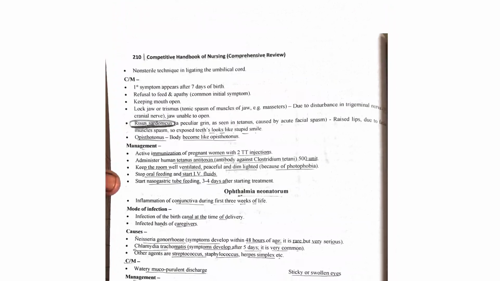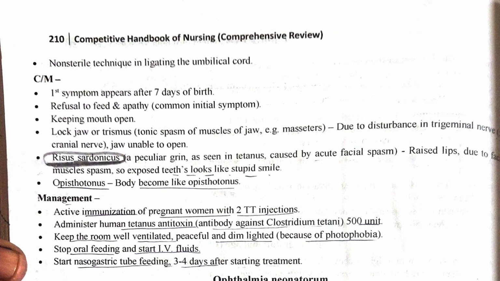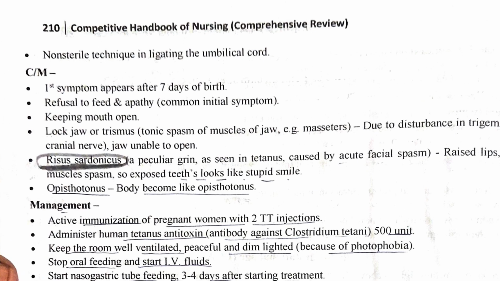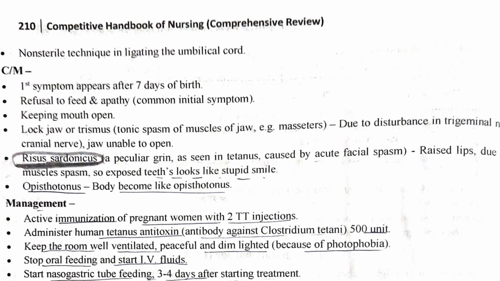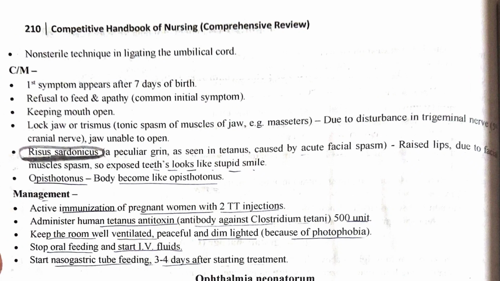Next, use of non-sterile techniques on cutting the umbilical cord. Clinical manifestation: first symptoms appear after 7 days of birth. Refusal to feed and apathy. Common initial symptoms: keeping mouth open, jaw stiffness, tonic spasms of the muscles of the jaw, masseters, due to disturbance of the trigeminal nerve, the fifth cranial nerve; jaw unable to open.